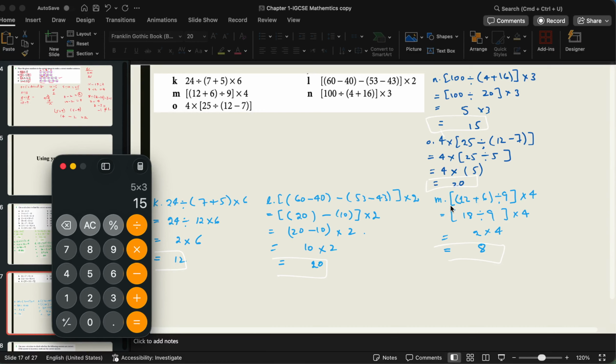The last expression again has a square bracket in which we have parentheses, where we have the operation 12 plus 6, which is equal to 18. Then we have the division. So 18 divided by 9 is equal to 2. We have solved the brackets. We move outside and perform the outside operation. So 2 multiplied by 4, since we have multiplication by 4 outside the brackets. 2 multiplied by 4 is equal to 8.